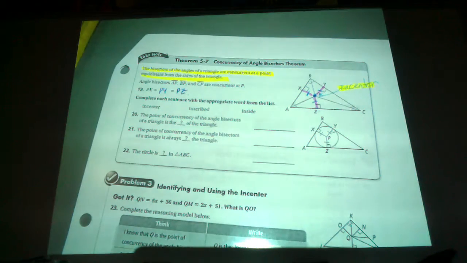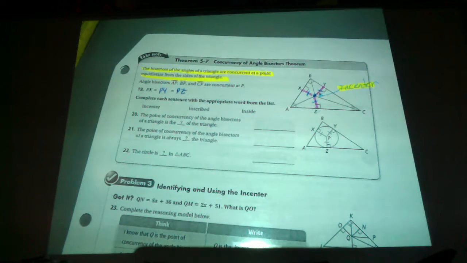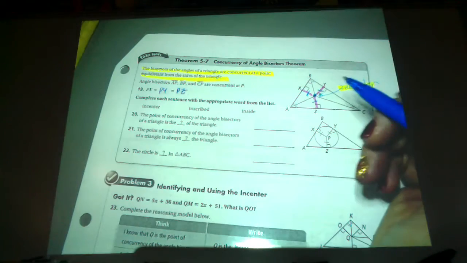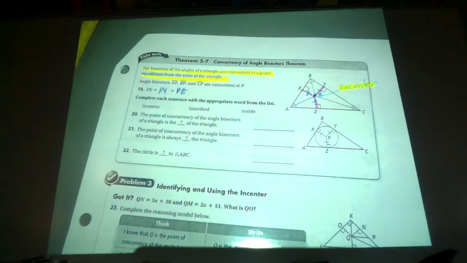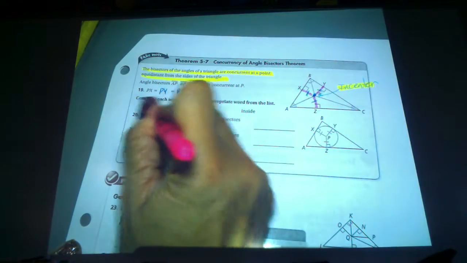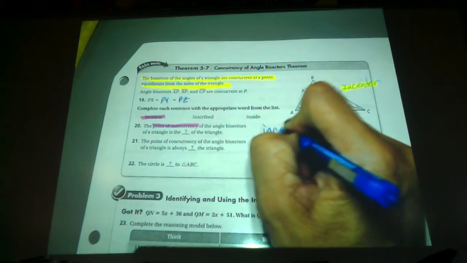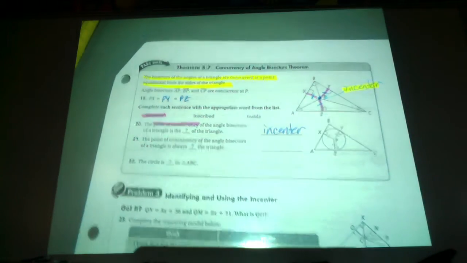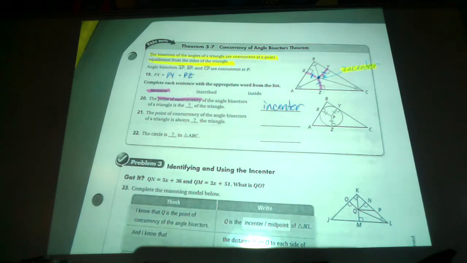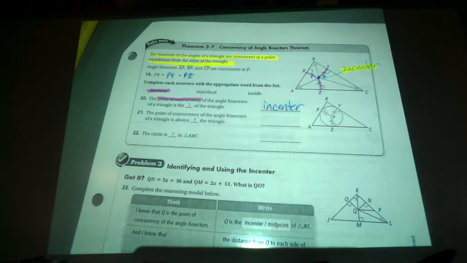We're going to answer questions 20 through 22 using incenter, inscribed, and inside. So the point of concurrency of the angle bisectors of a triangle is the what? The point of concurrency. What I just called it is the incenter. So that's why we're putting incenter here. So you need to learn that. If you ask me what's an incenter, I'm going to say we should have learned what that definition means.